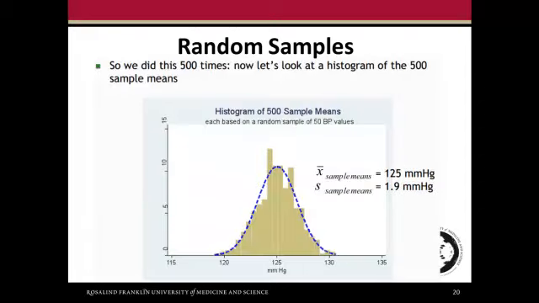So this time we're plotting the histogram based on just the means of those 500 samples. Again, it still looks quite normal. The mean is 125 millimeters of mercury, and the standard error, right, that's the standard deviation of the means, is 1.9 in this case. And this is smaller than when the sample size was 20. When it was 20, the standard error was 3.3.